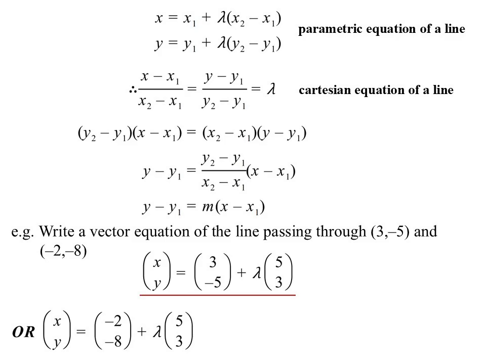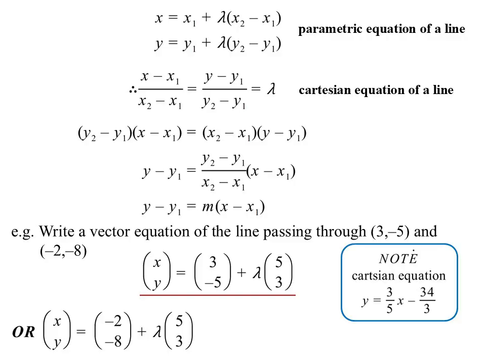How do I find the direction vector between 2 points? Well, head minus tail. So (5, 3). Now it doesn't matter. I could have also had it as (-5, -3), because I'm multiplying by lambda, and lambda could be positive or negative. I suppose it makes more sense to have those numbers being positive. They don't have to be. The actual Cartesian equation would have been y equals 3/5 x minus 34/3.